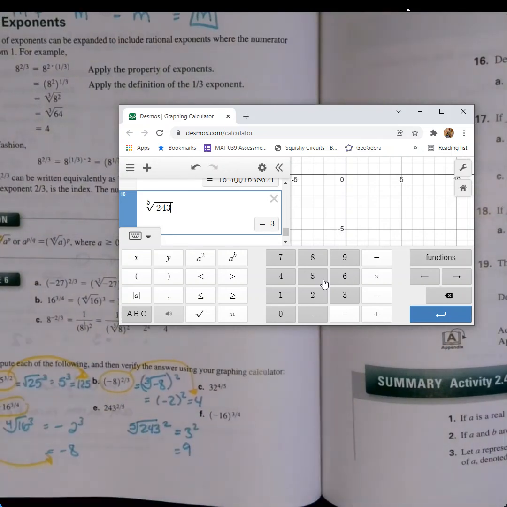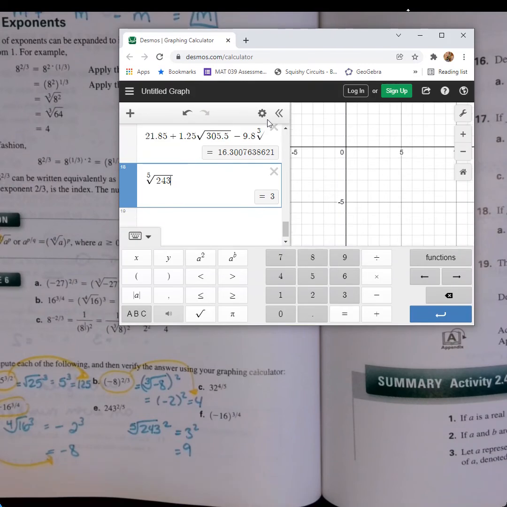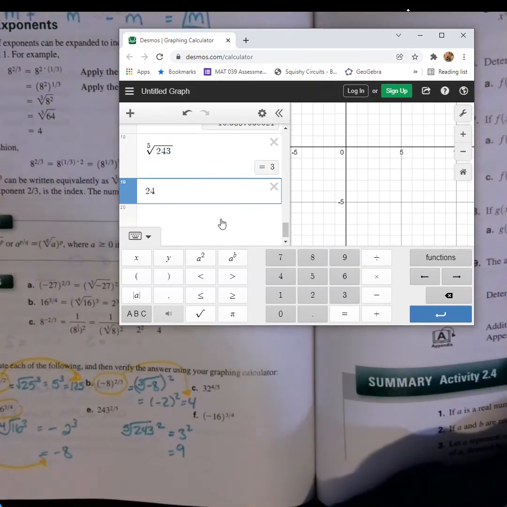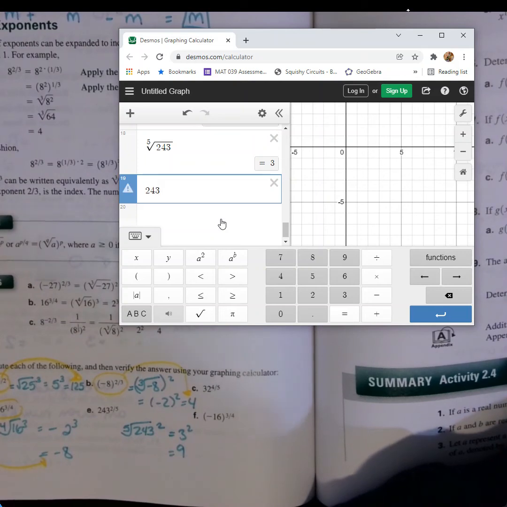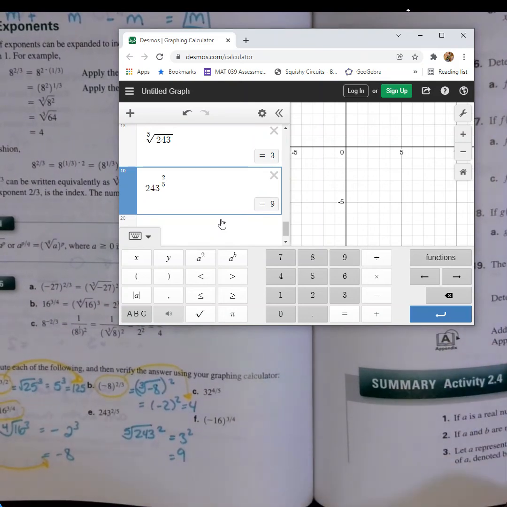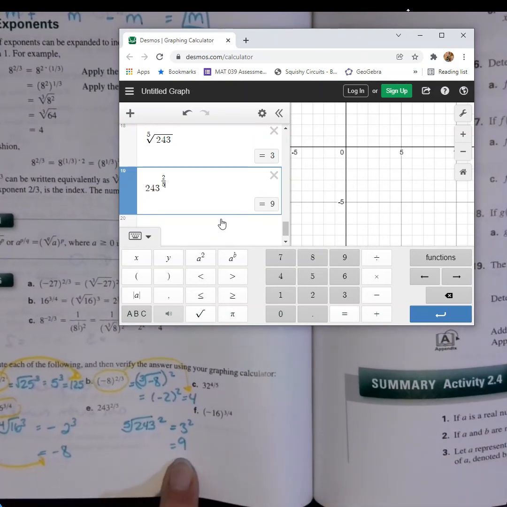Now, again, as I wanted to show, there is no reason that you can't just type 243 to the 2/5 power in the first place to get 9, which was my final answer. It's perfectly fine just to do that. Okay.